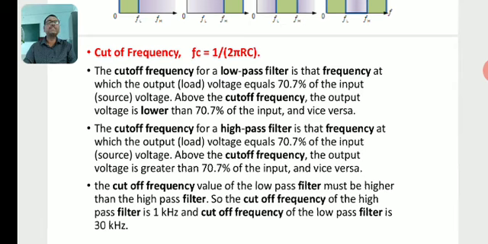The cutoff frequency value of the low pass filter must be higher than that of the high pass filter. So, the cutoff frequency of the high pass filter is 1 kilohertz and the cutoff frequency of the low pass filter is 30 kilohertz. That means the cutoff frequency of the low pass filter is always greater than that of the high pass filter.